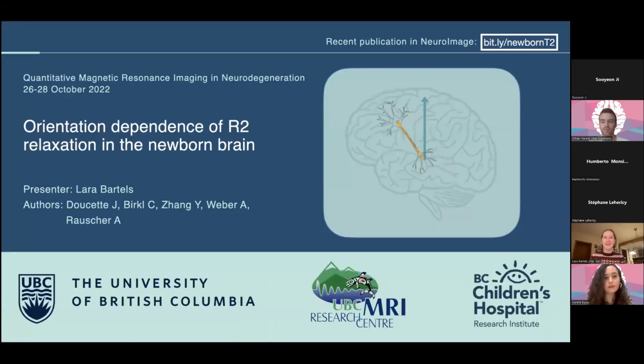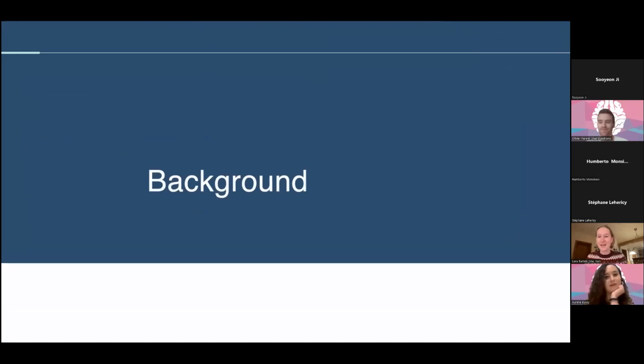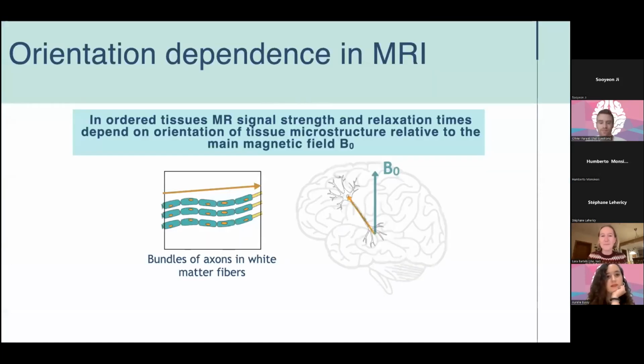As has already been said, my name is Lara. I'm at the University of British Columbia, and today I'll be talking about orientation dependence of R2 relaxation in the newborn brain. I'm really excited to be talking about that today because I recently finished my master's thesis on this, and it's also resulted in a publication. The link for that is at the top right, and I hope that by the end of this, you're all very excited to check out this paper. So we'll get right into it, starting with some background.